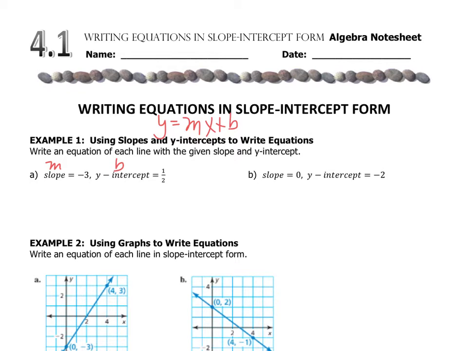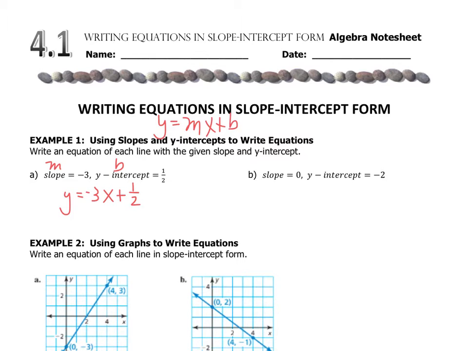So basically, as simple as it looks, if I was to write an equation with a slope of -3 and the y-intercept as 1/2, all I have to do is plug in around the y and the x. The m is the -3, and the b is the y-intercept, or the 1/2. So the equation of a line with a slope of -3 and a y-intercept of 1/2 is y equals -3x plus 1/2.